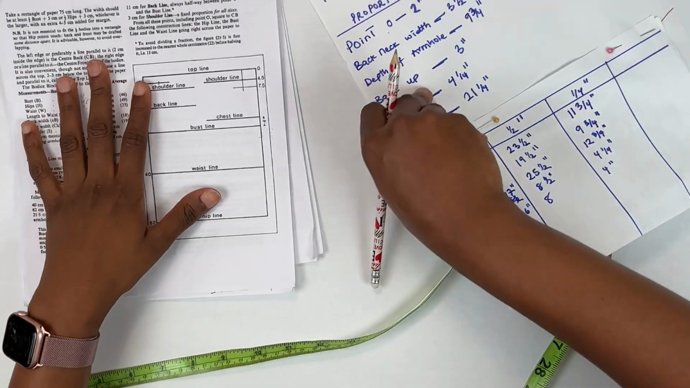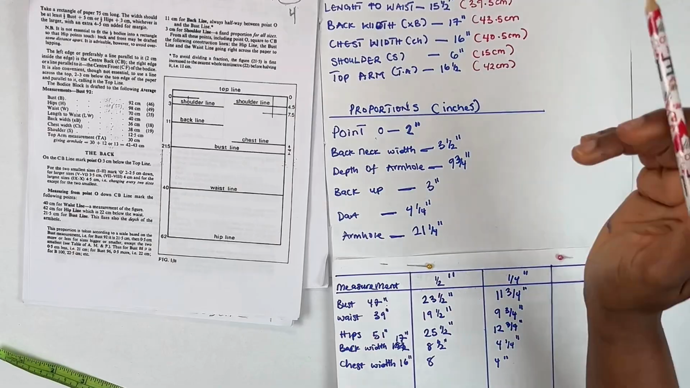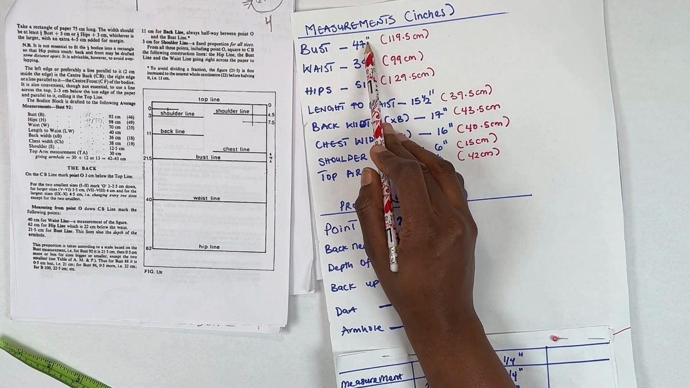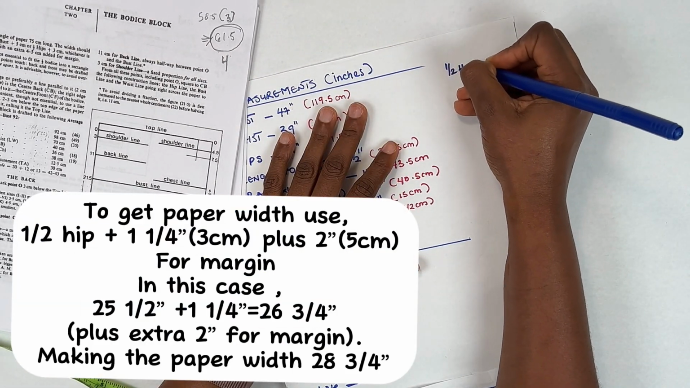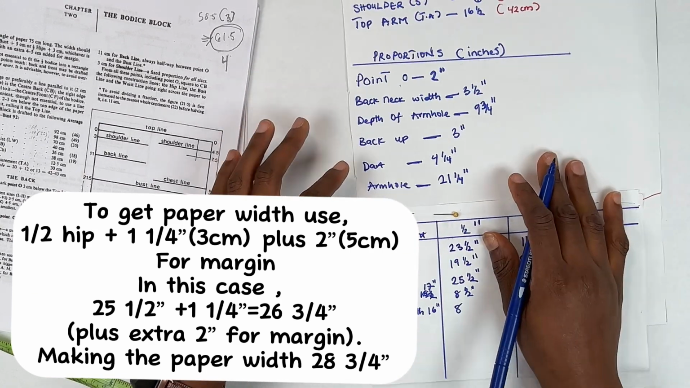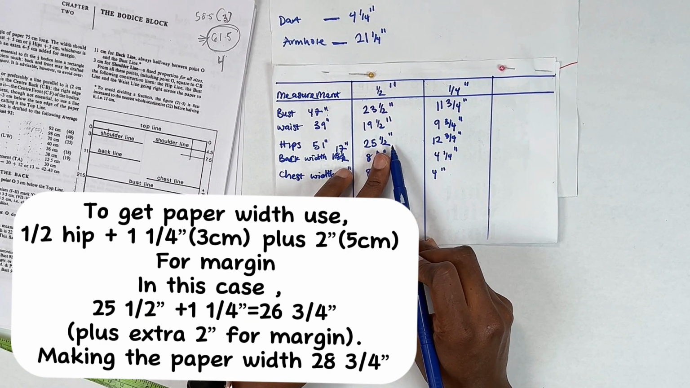So let's start here. Here it says half bust plus 5 or half hips plus 3. Looking at my measurement here, the hip is definitely larger than the bust, right? So we're going to use half hip plus 3, which is, in this case, half of our hip measurement here, 25 and a half.